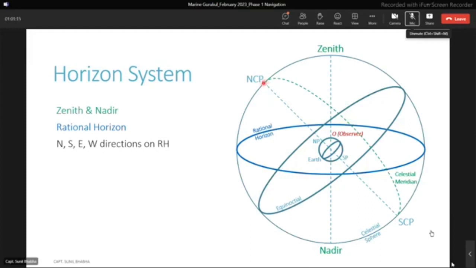So this north celestial pole, or the direction of the pole star, if you bring it down to the rational horizon, this gives you the north point on the observer's horizon. So if you are on a ship which is steering 000, you can see the Polaris or the pole star. Now if you draw a vertical line coming vertically down from the pole star, the point wherever it hits the horizon, it represents the true north direction, 000 direction.